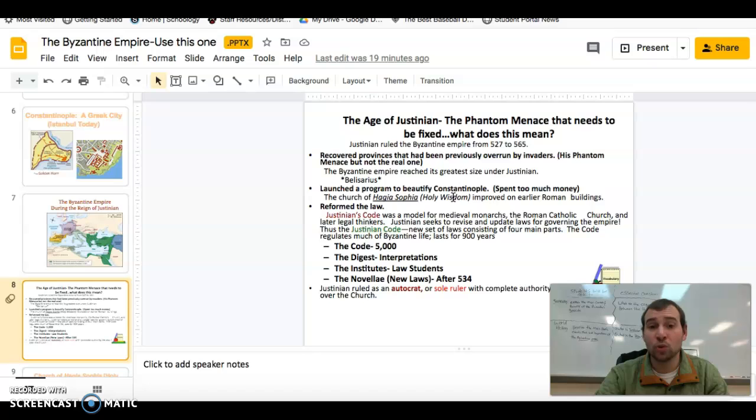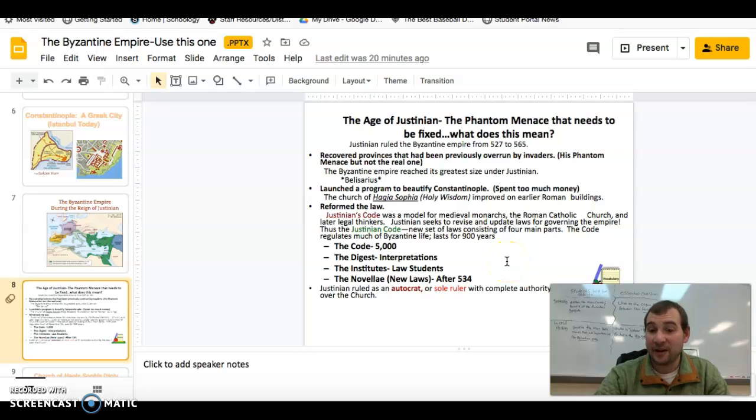It's going to be the jewel, the best city in the world. Well, he ends up spending too much money doing this, and that's going to come back later to kind of bite him. One of the things that comes out of it, though, a good thing, is the church called Hagia Sophia. And again, that's one of our vocab words, so make sure you know it. Hagia Sophia is a church. Translates to holy wisdom.